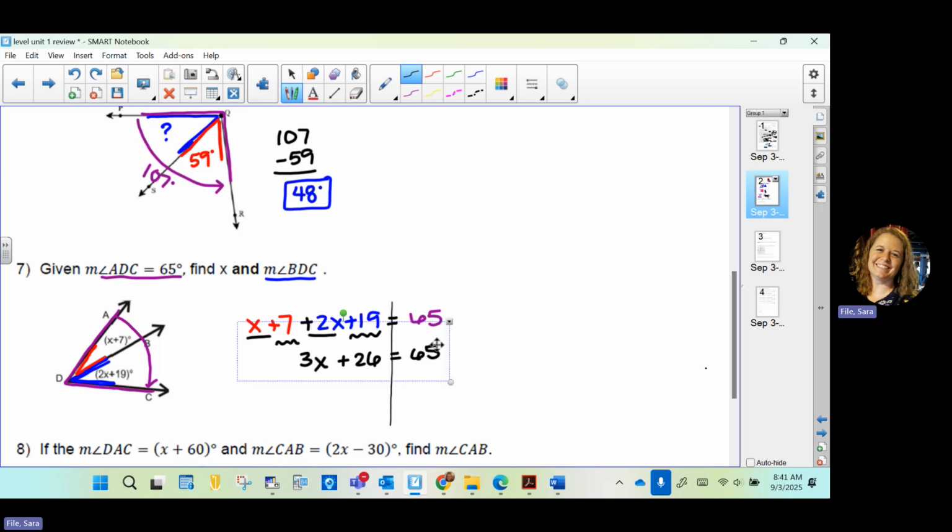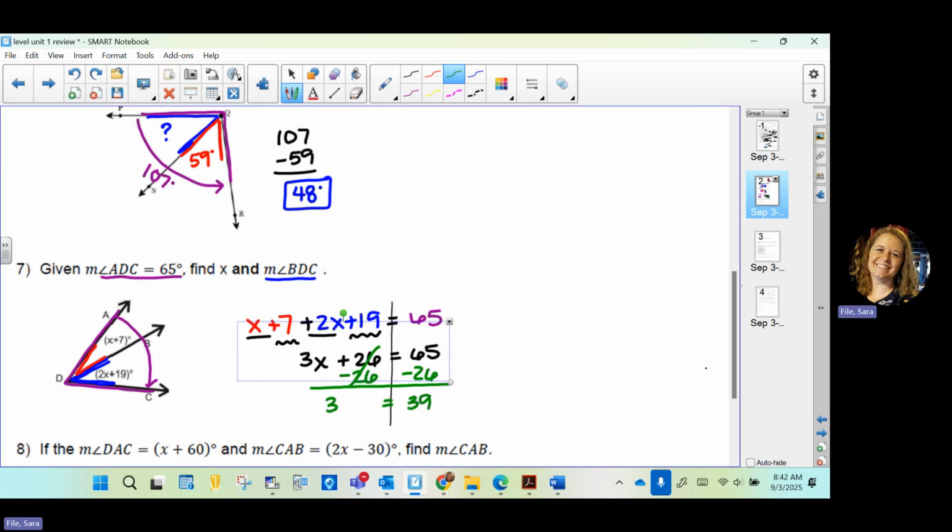And then you're ready to start moving terms across the equation. So I'm going to move the 26. To move things, you do the opposite. So since it was a plus 26, I'm subtracting. And what I do to one side, I do to the other to keep it balanced. Okay, so 65 minus 26 is 39.